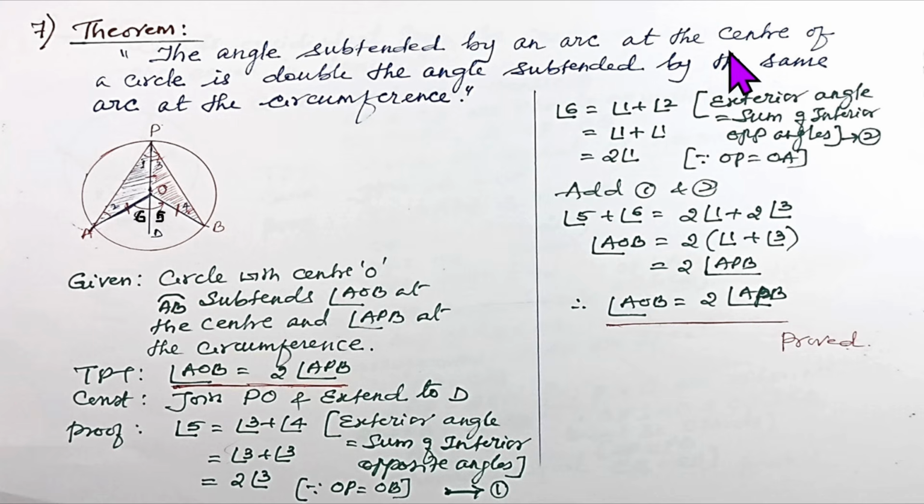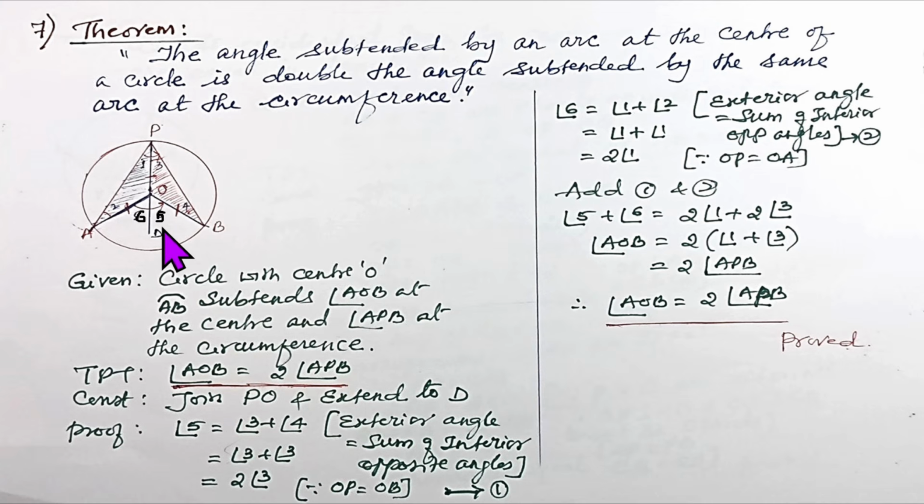The angle subtended by an arc at the center of a circle is double the angle subtended by the same arc at the circumference. Now the theorem is very clear. We are given a circle with center O and arc AB. The arc AB subtends an angle AOB at the center, which is known as the central angle, and the same arc AB subtends an angle APB at the circumference. So we are given circle with center O, arc AB, subtends angle AOB at the center and APB at the circumference. Now we have to prove that angle AOB is 2 times angle APB.